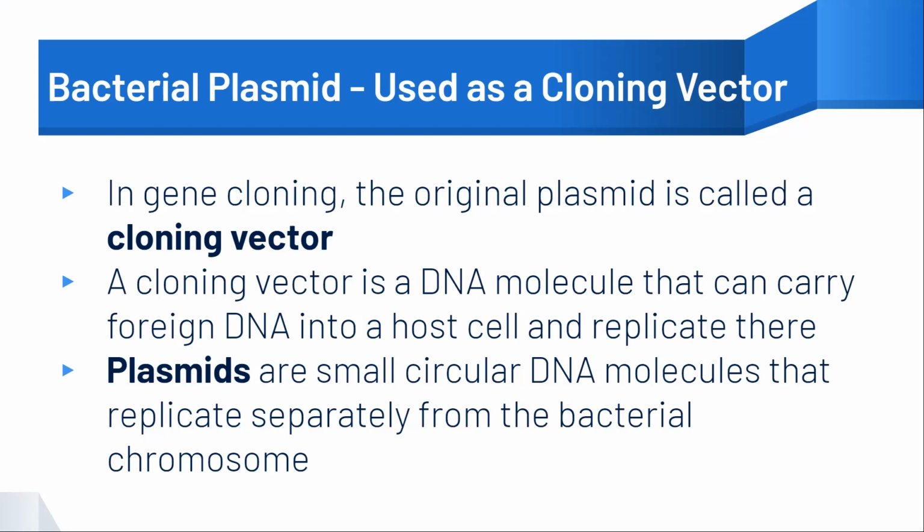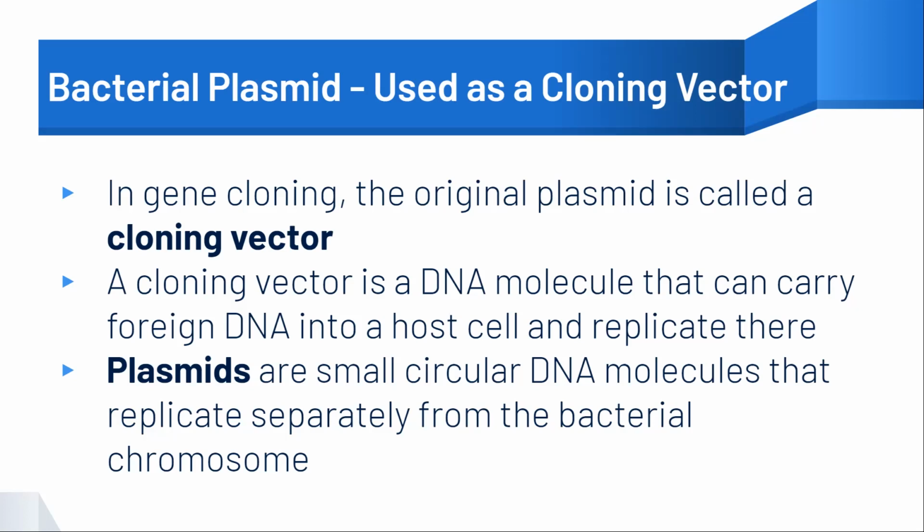Bacteria are great organisms for doing this because they reproduce really, really fast. And so we can get lots and lots of copies of those genes very quickly. So bacterial plasmids are going to be used as cloning vectors. And a vector is really just something that can transfer something from one place to another. And so it's going to be a transfer vesicle to transfer a gene from one place to another.